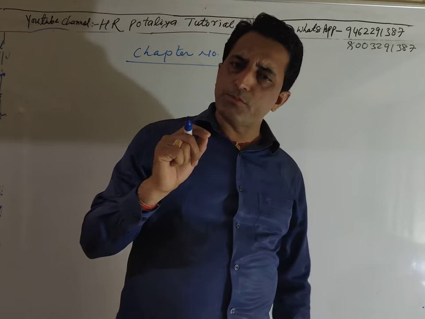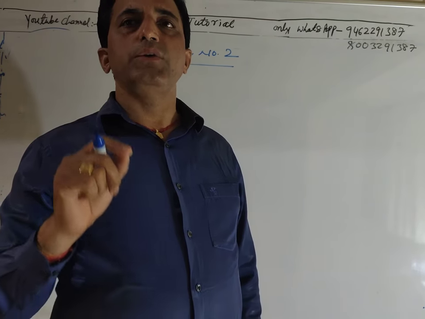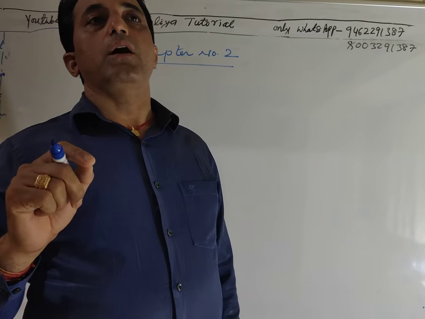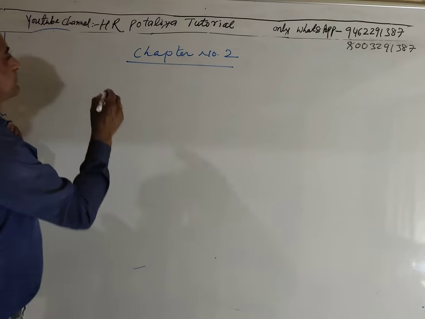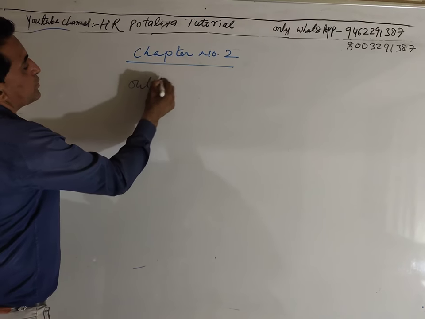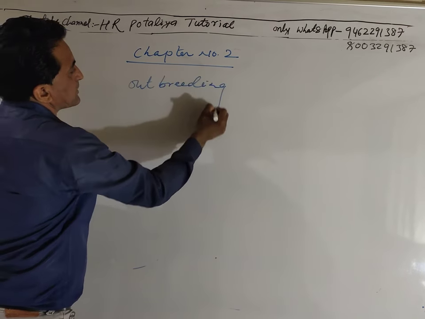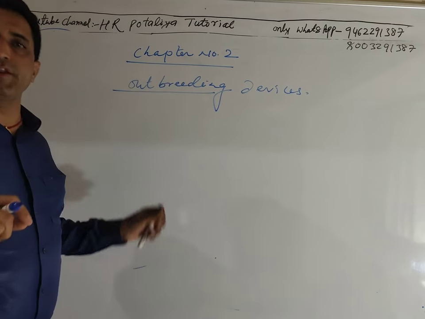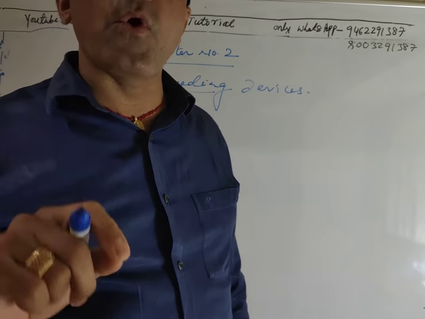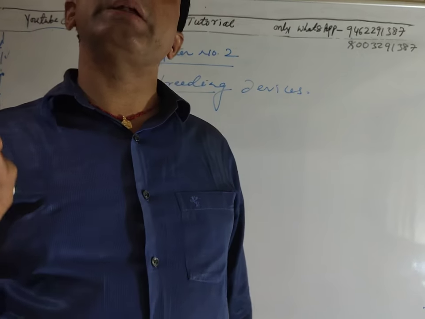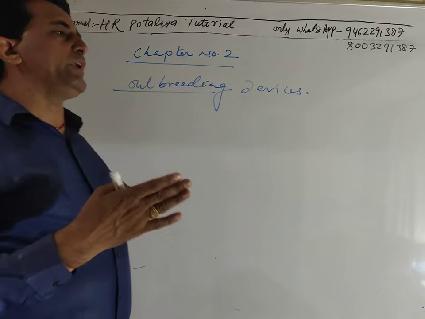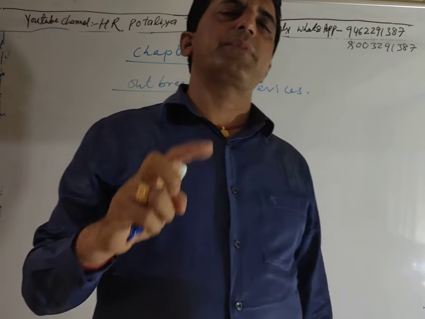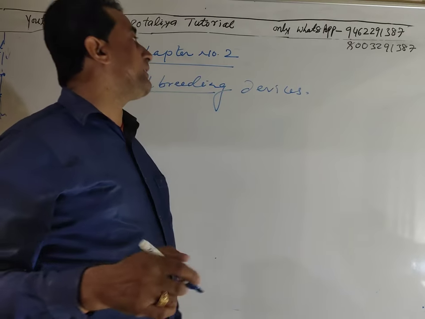Third thing, in the reproductive part, we have one part, that is the devices for outbreeding. So this time, what are the devices for outbreeding? Outbreeding devices means what particular techniques are there? These techniques avoid self pollination, because we have already discussed the theories. Two parts will be there: one is self pollination, another is cross pollination. So this term we have, outbreeding devices.